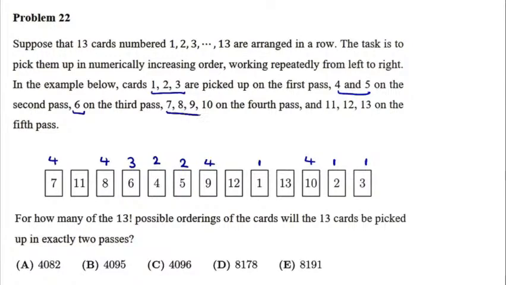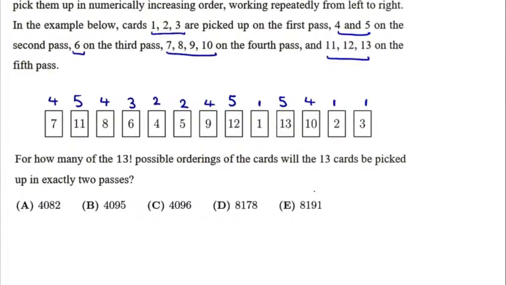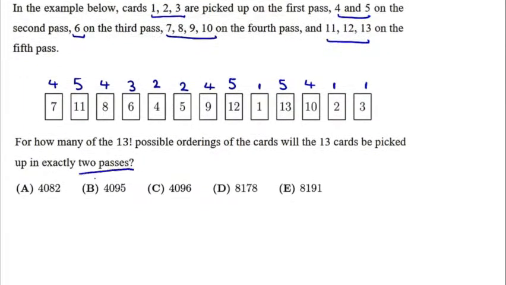So here, 7, 8, 9, 10 in fourth pass, and 5, 11, 12, 13 in fifth pass, we select 11, 12, 13. So it takes 5 passes. And then it says, for how many of the 13 factorial possible orderings of the cards will the 13 cards be picked up in exactly 2 passes. Okay, when it says 2 passes, it means what?